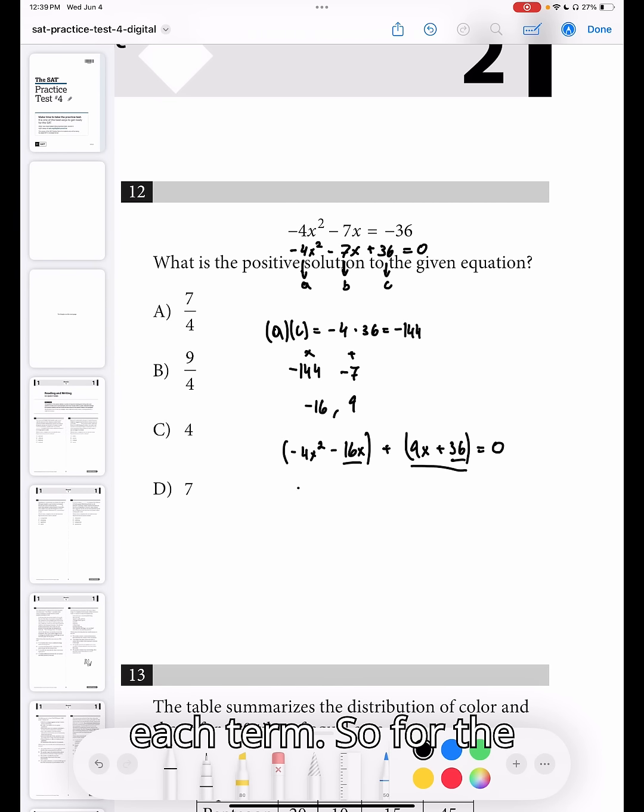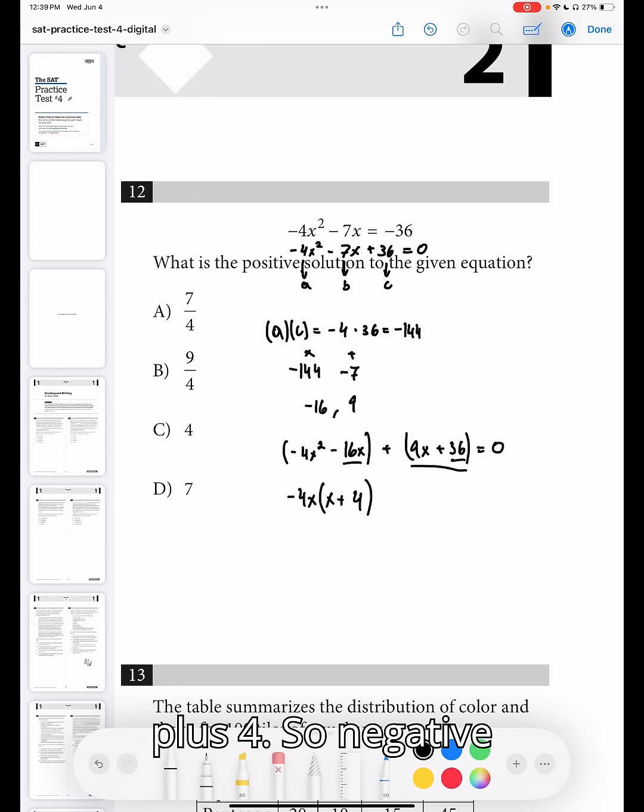So for the first term here, the common factor is just negative 4x, and then you're going to be left with negative 4x times x, which is negative 4x squared, plus 4. So negative 4x times 4 is negative 16x. That makes sense, so we're good. And then on this side, the common factor that we can factor out is only 9. So 9 times x plus 4 again.